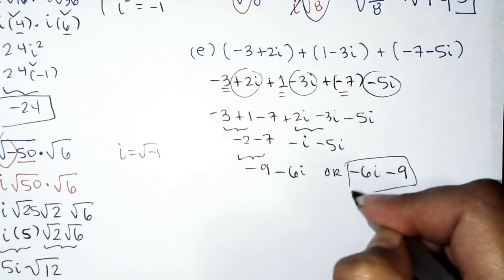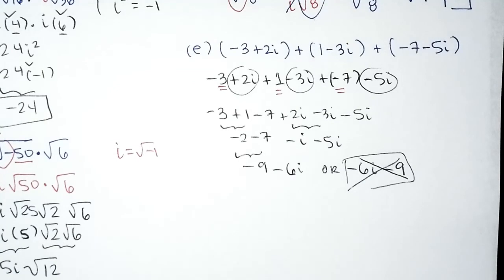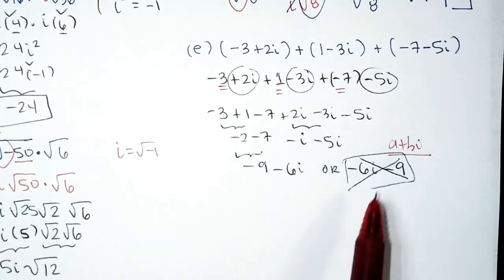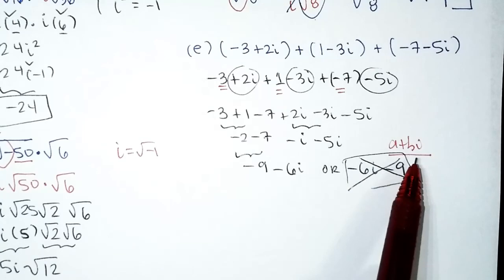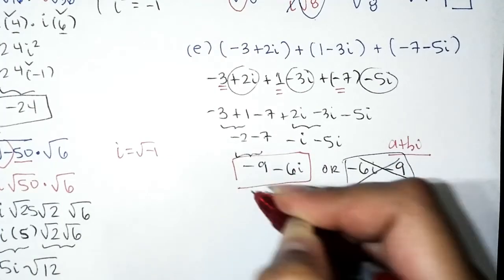Why not? The reason we wouldn't get full credit is because we are asked to write our answer in standard form. Standard form for a complex number is a plus bi. So I need to see the real part followed by the pure imaginary part. In English, put the i part at the end. So this is what we need to see. So that is problem E.